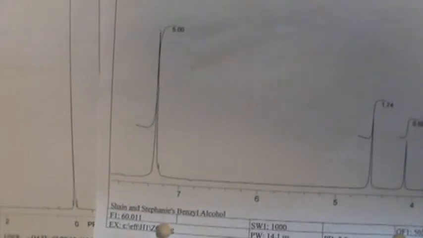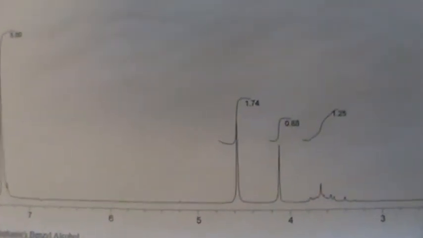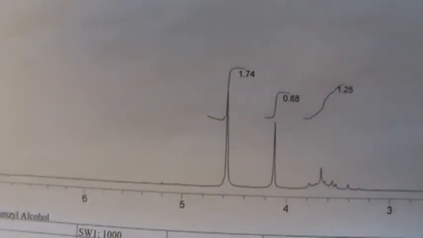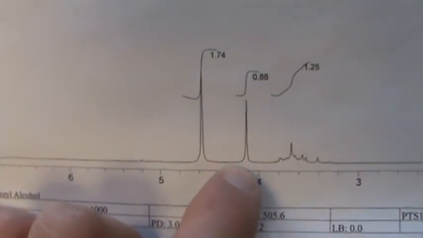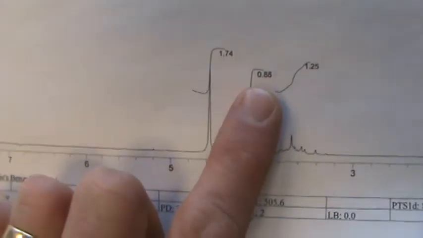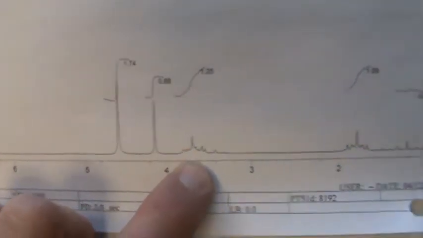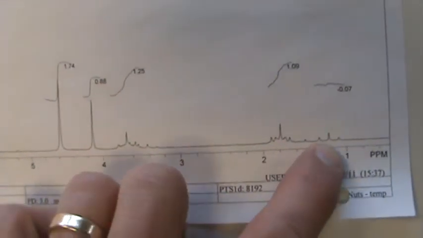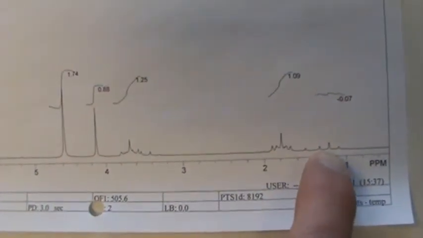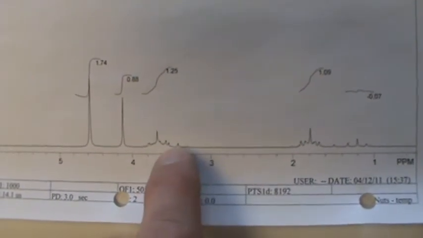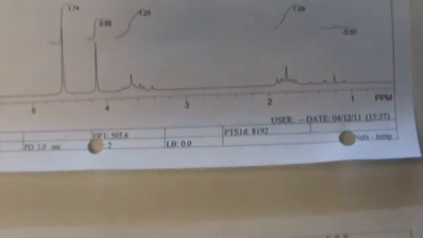Shane and Stephanie, they get the telltale aromatic peak integrating to 5. They get a nice singlet at 4.6, but then you get a nice singlet appearing at 4.1-ish and integrates almost to 1. That could be their OH signal. They have the remaining tetrahydrofuran. They even have a triplet of remaining ether. Quartet would be back here, but they had a little bit of ether left over as well.